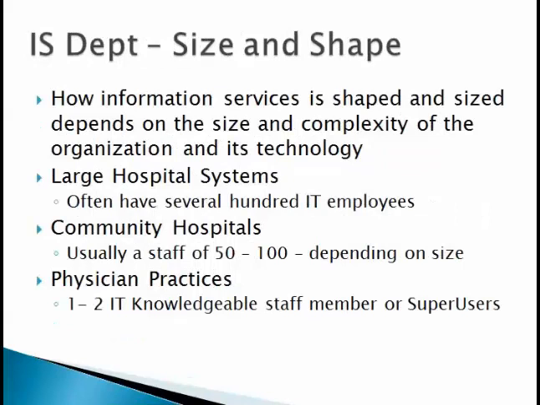Like I said earlier, IS departments come in all different sizes and shapes. How information services is shaped and sized depends on the size and complexity of the organization and its technology. There are large hospital systems that often have several hundred IT employees. A community hospital usually has a staff of approximately 50 to 100, depending on the size. Physician practices can have maybe 1 or 2 IT knowledgeable staff members or super users.